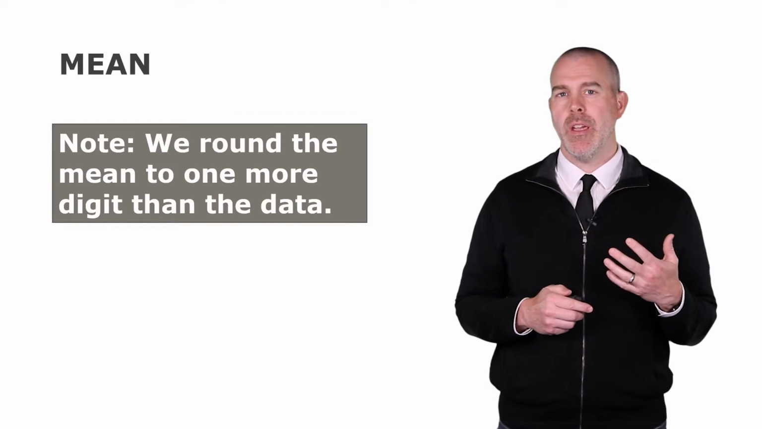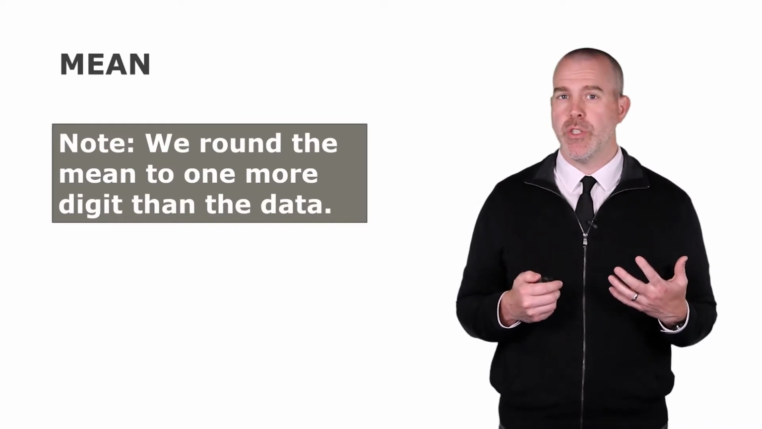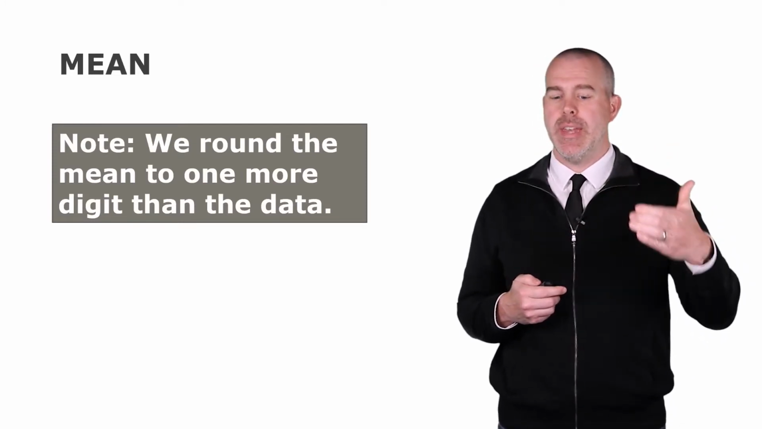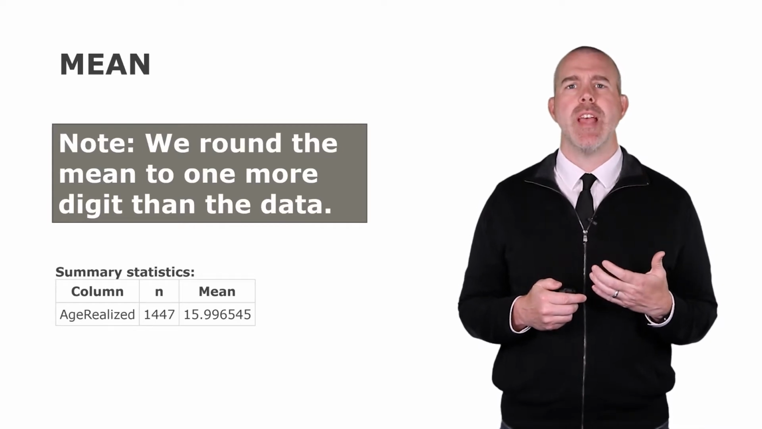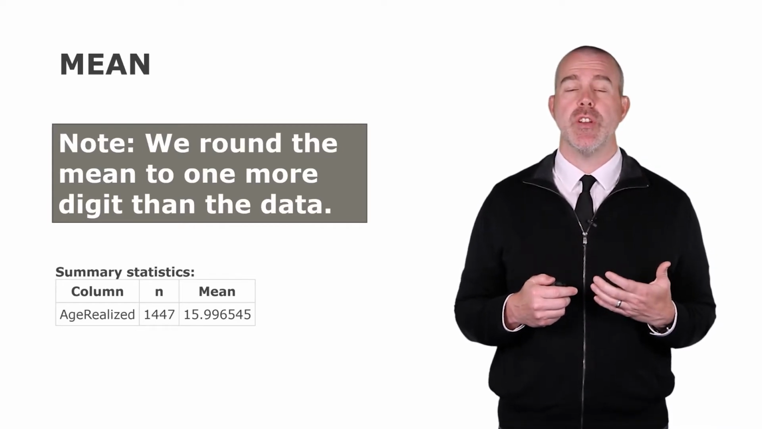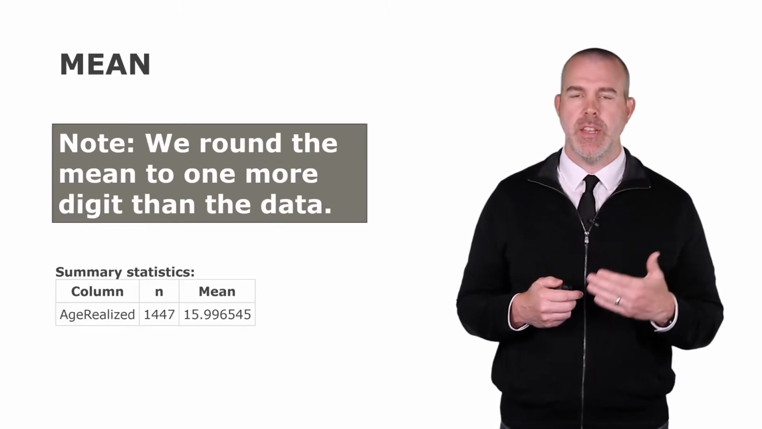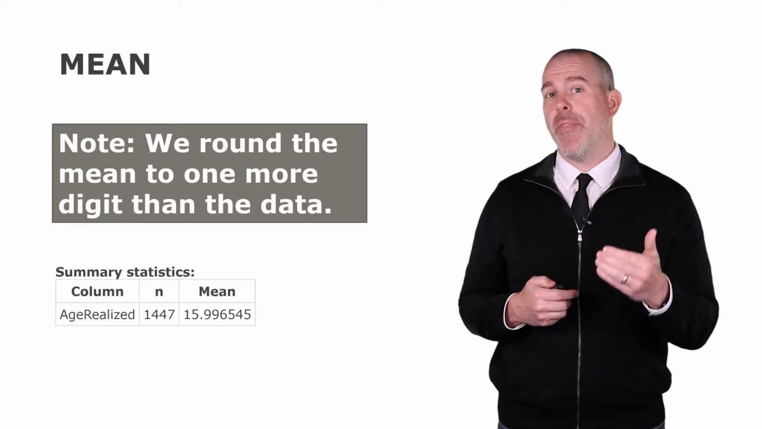Now, one note here, there's a bunch of decimal places, and we want to know where to round to. So we always round the mean to one more digit than the data. These were given to us as ages just to the nearest year. They didn't say 15.6 years. They gave 15 years, 20 years, 6 years, whatever. So we want to round to the tenths place.